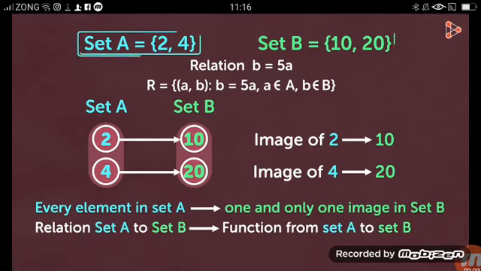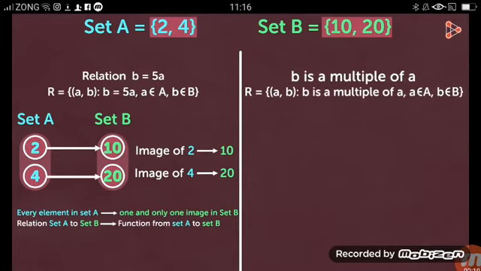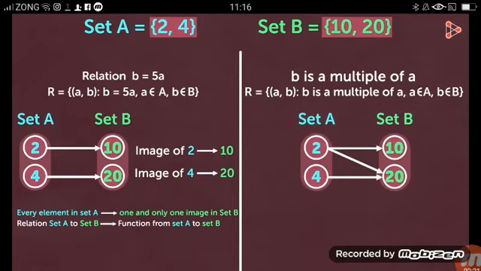Now let's look at set A and B again. Set A has elements 2 and 4. Set B has elements 10 and 20. Now we look at the relation "b is a multiple of a" from set A to set B. This is how we can write it in the set builder form. And here's the arrow diagram for the relation. Both 10 and 20 are multiples of 2, and 20 is a multiple of 4.